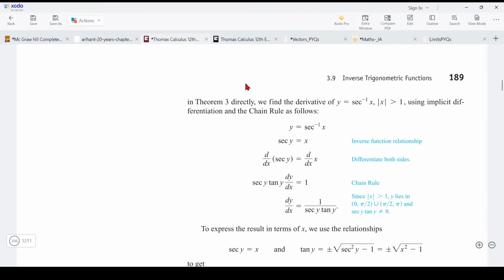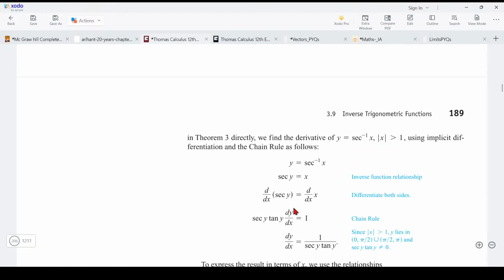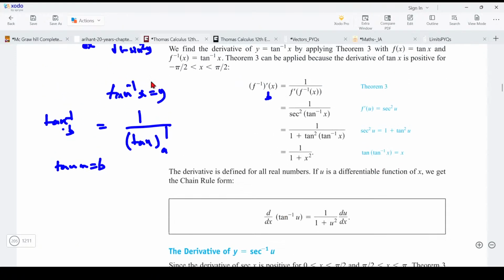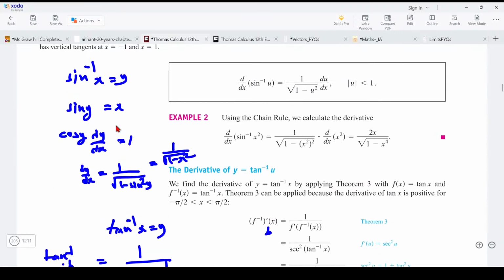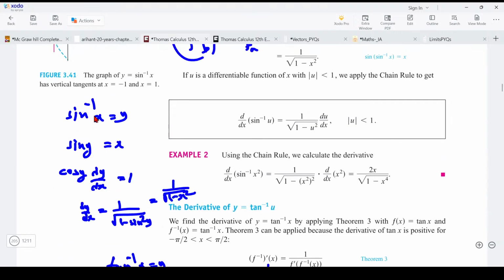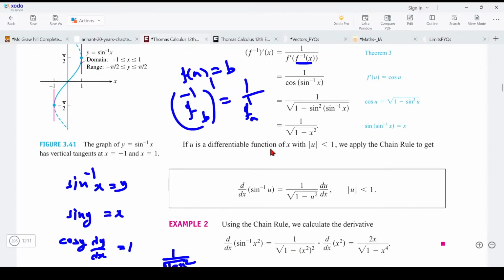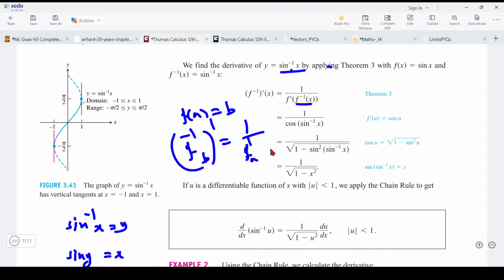Ideally, you should do it this way as well as the implicit differentiation. This is what I had done now. This way and this way. The slopes are reciprocals, the way slopes are reciprocals, no?